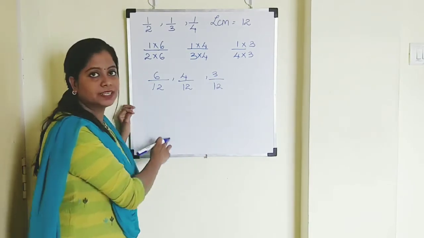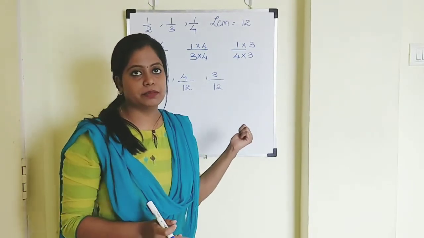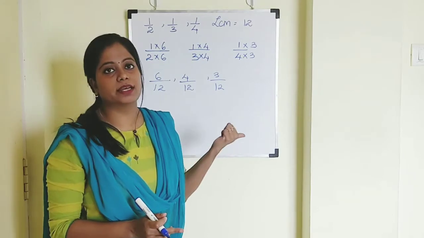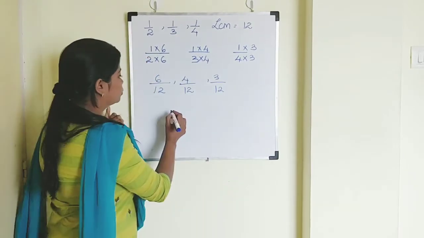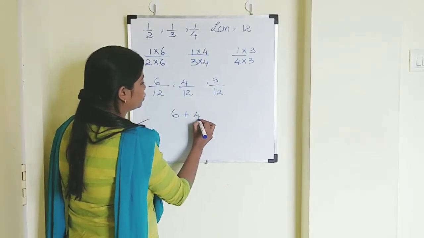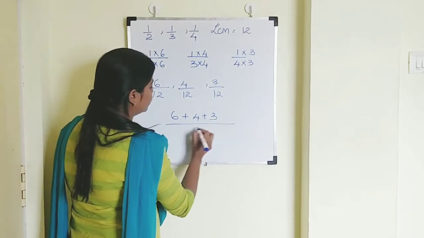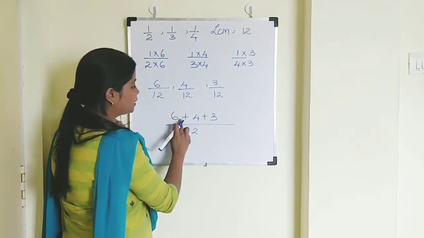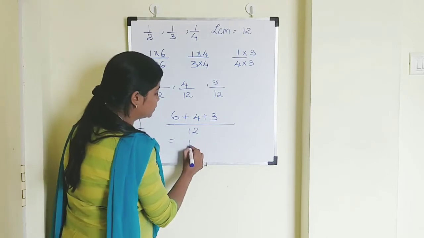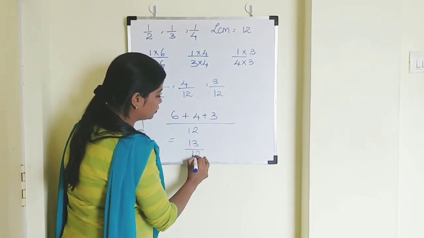Now children, if you see, all the denominators are same. Once I get the same denominator, I can add them easily. So here goes 6 plus 4 plus 3 upon 12. 6 plus 4 is 10 and 10 plus 3 is 13. So your answer is 13 by 12.